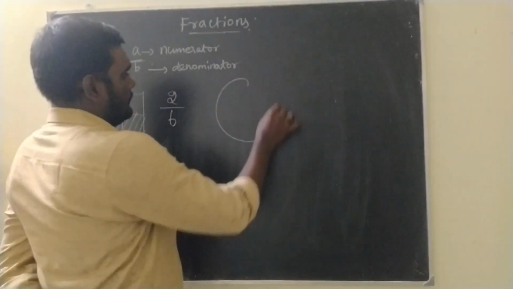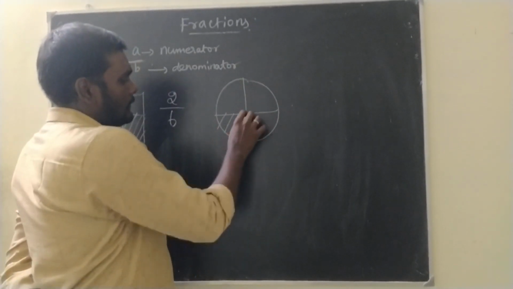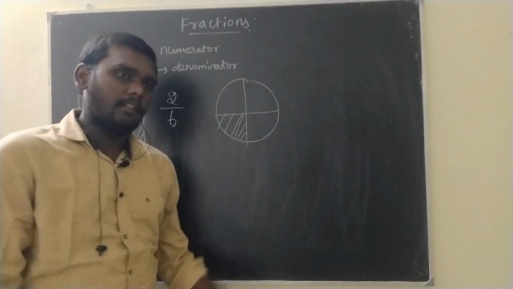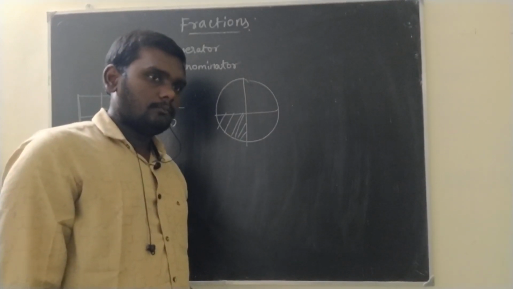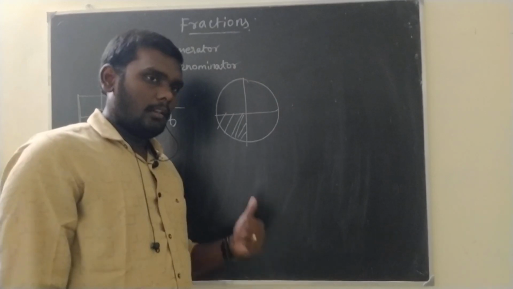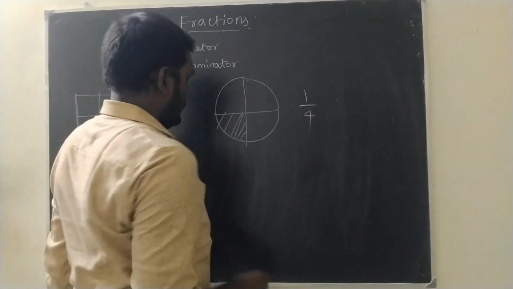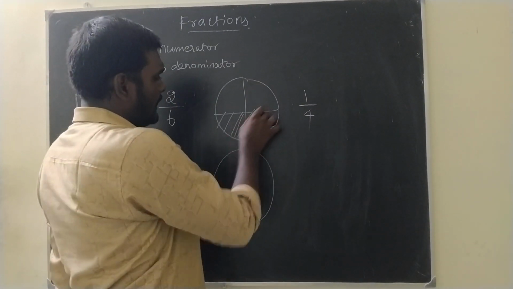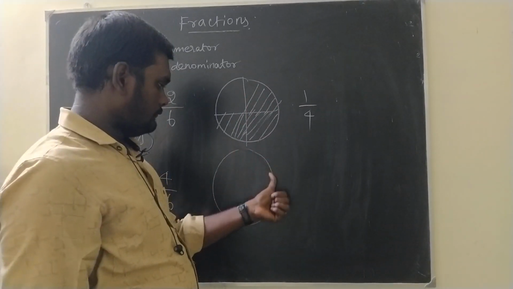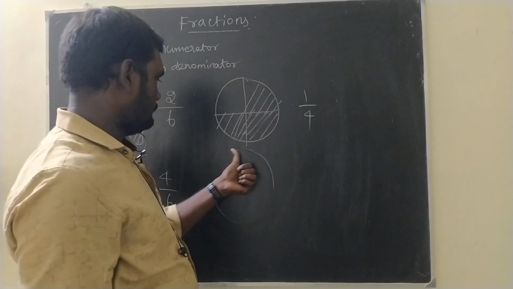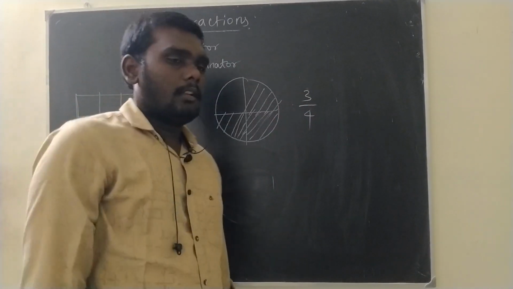And another example, take a circle. I am dividing that circle into 4 equal parts. In that I am shading only 1 part. Then how can we denote this shaded part? I am asking a question. How can we denote this? 1 by 4. Likewise, suppose 3 parts are shaded, then 3 by 4. That is how we will denote it.